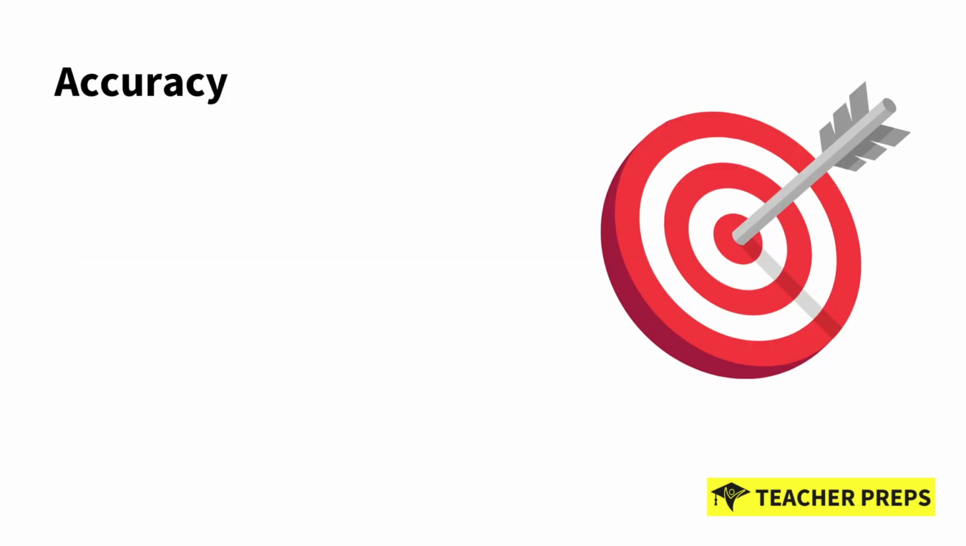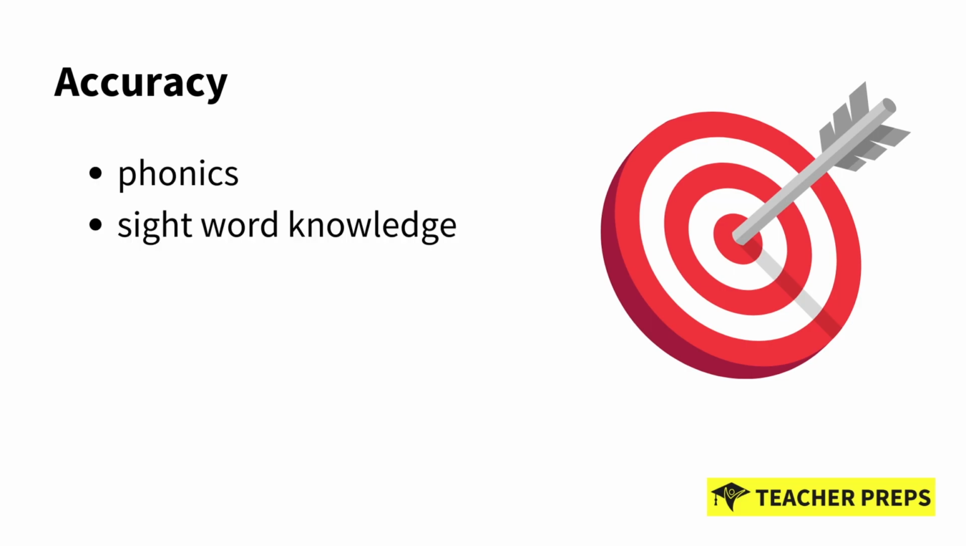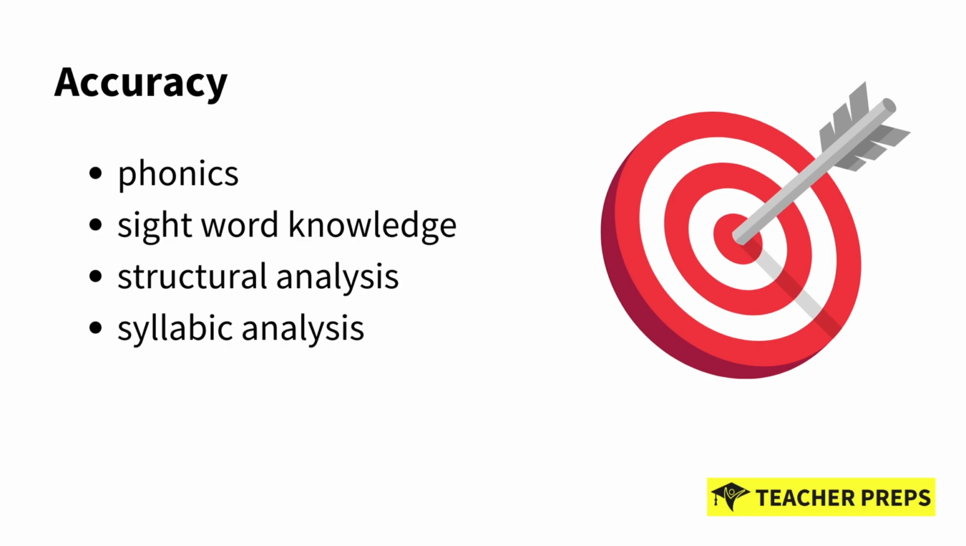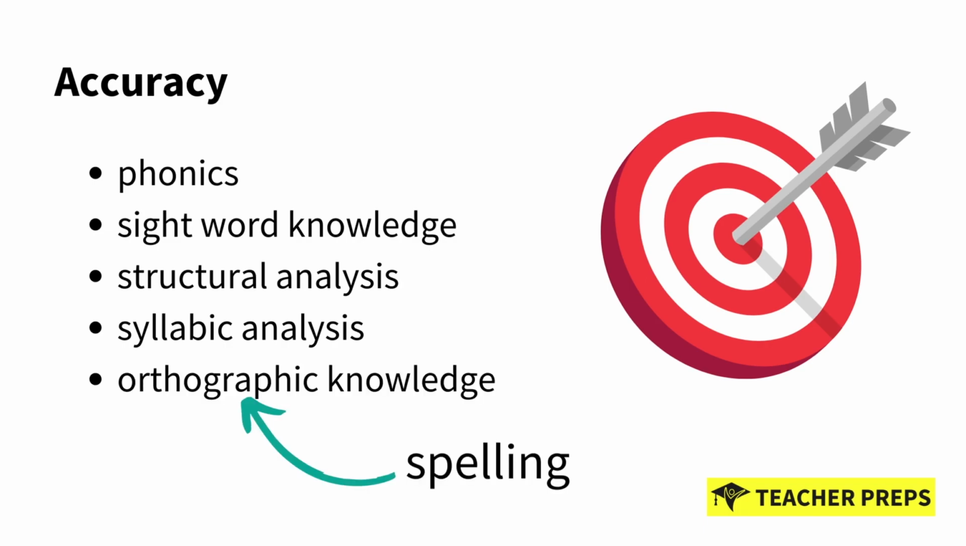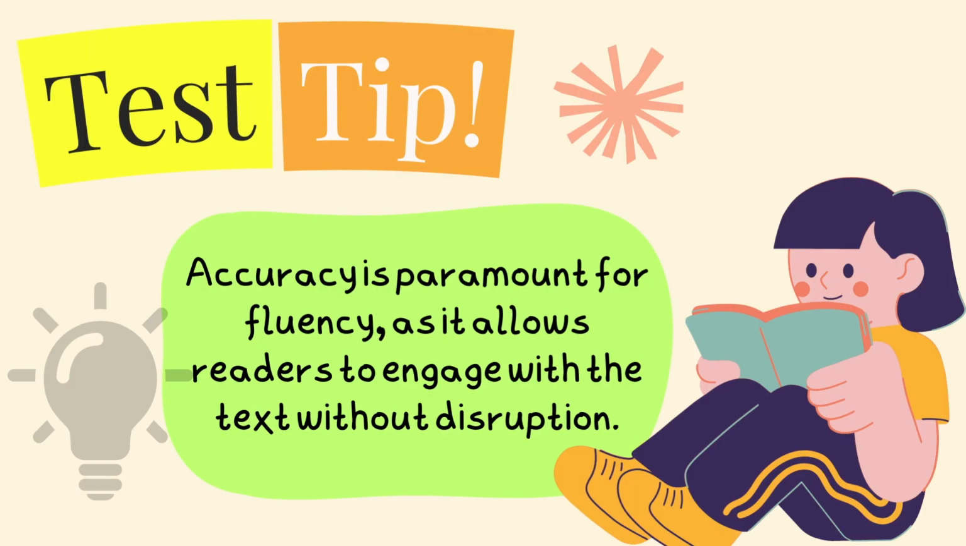Fluent readers demonstrate accuracy by correctly pronouncing words during oral reading. In order to do this, readers need the skills of phonics, sight word knowledge, structural analysis skills, syllabic analysis skills, and orthographic knowledge. Remember, for your exam, this means spelling. On your exam, they might say spelling, or the test might use orthographic knowledge, which means spelling. Test tip. Accuracy is paramount. It's vital for fluency, as it allows readers to engage with the text without disruption.